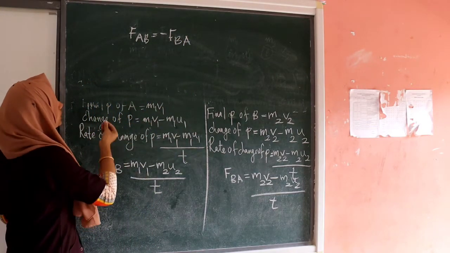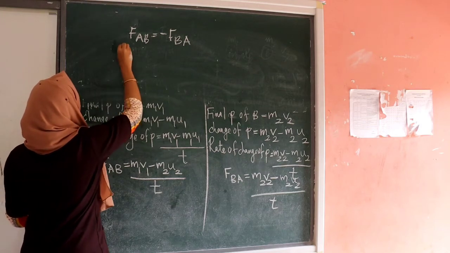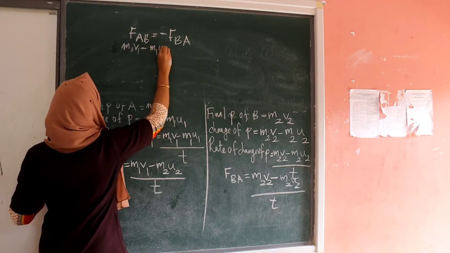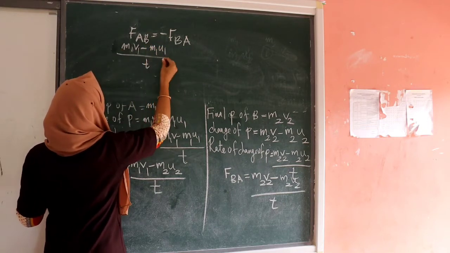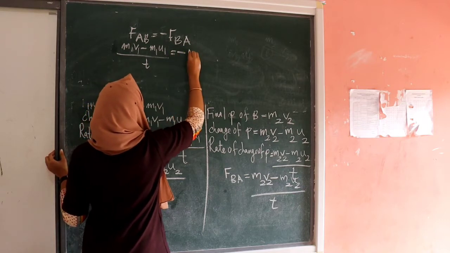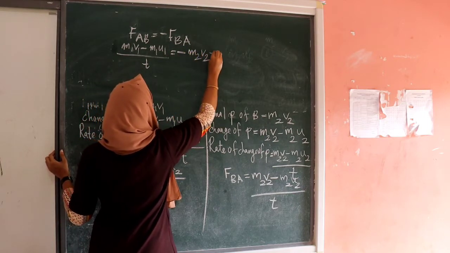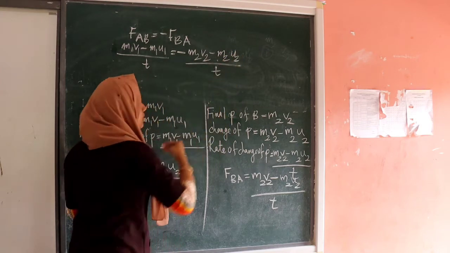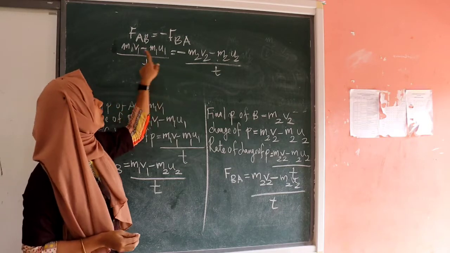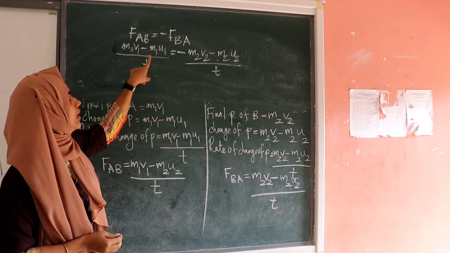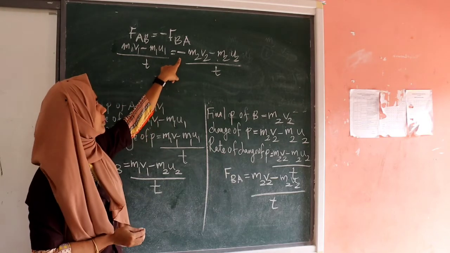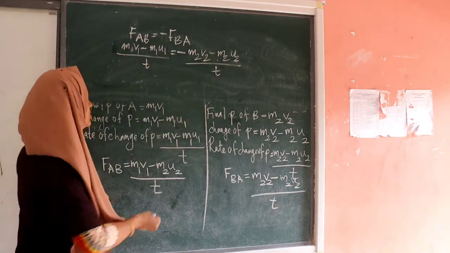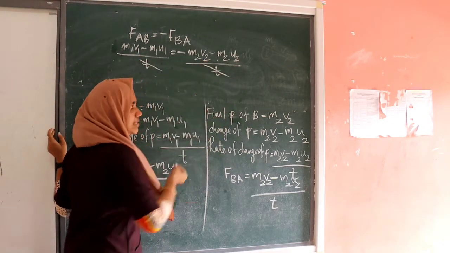So we can write m1 v1 minus m1 u1 by t equal to minus m2 v2 minus m2 u2 by t. Is it clear? So t will be cancelled.